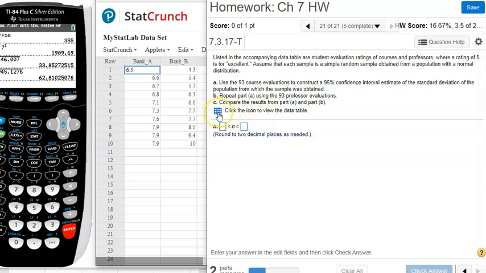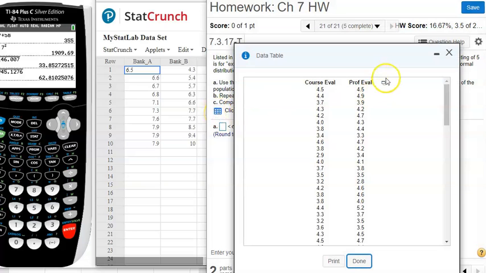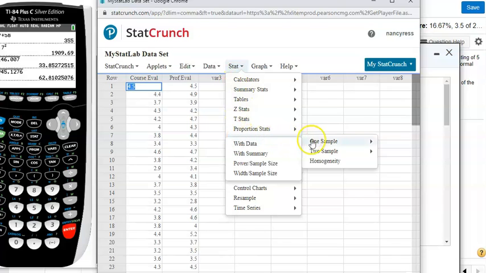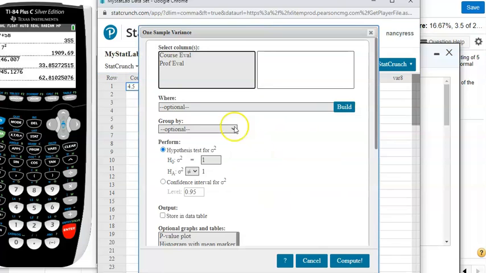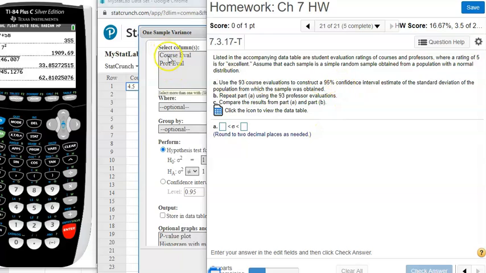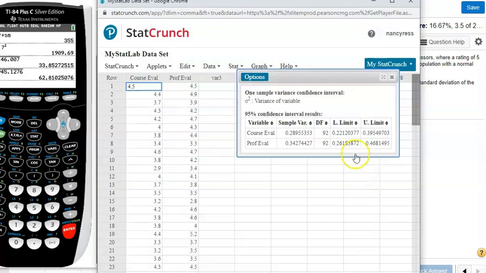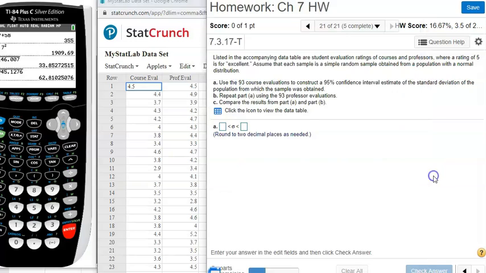This one is similar. They give you the data. You can open this in StatCrunch, and since you're trying to estimate the standard deviation, you're going to use the variance stats, one sample with data. And in this one, they're going to end up asking you both for the course evaluations and the professor evaluations. You can do this one at a time if you want to, or you can do them both at the same time. And this asks for a 95% confidence level, so I'm just clicking on that. Again, you have to take the square roots of these answers to get back to the standard deviations.